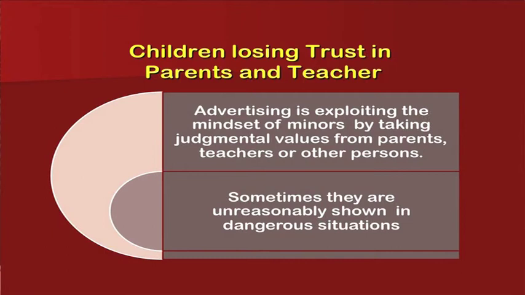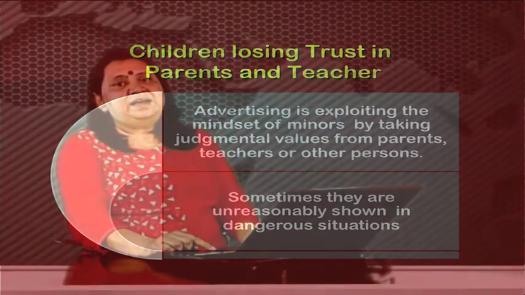Children losing trust in parents and teachers. Advertising is exploiting the mindset of minors by taking away judgmental values from parents, teachers, and other persons. Sometimes they are unreasonably shown in dangerous situations. Initially, when the media's influence was not more on children, the advice of parents and teachers used to be the last advice and the ultimate advice, and the children believed in their mentors and their parents. But now, because advertising is telling them where to study, where to go, how to decide which flights to buy, they are not taking any advice from the teachers and the parents.